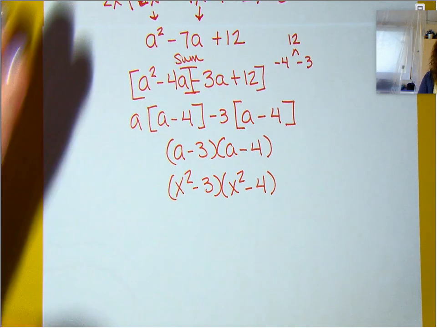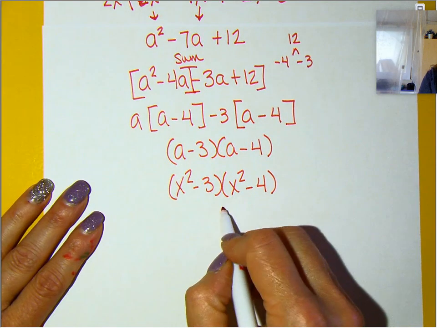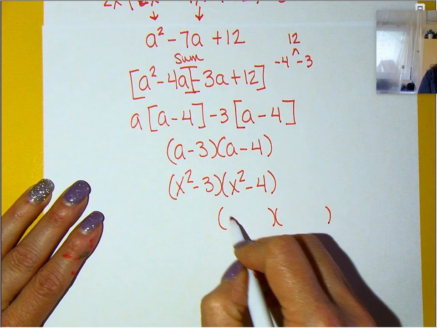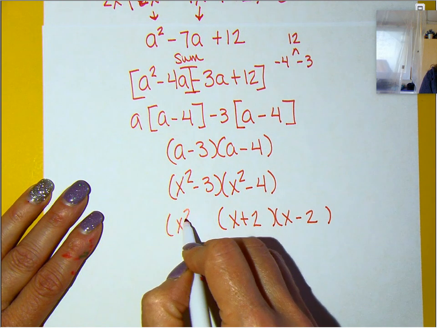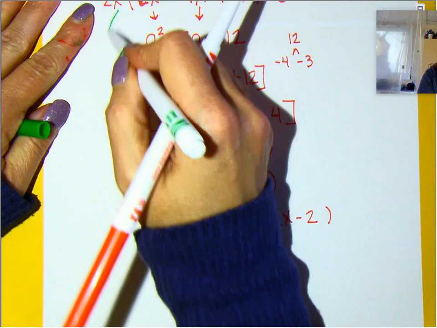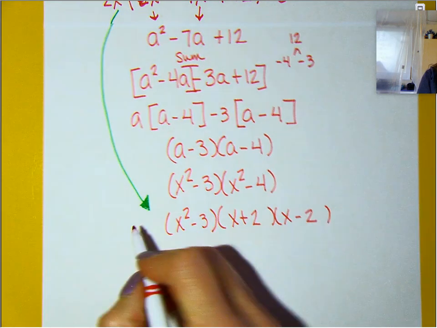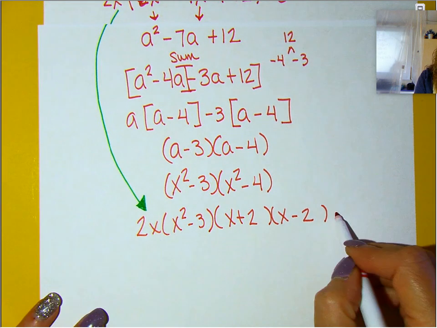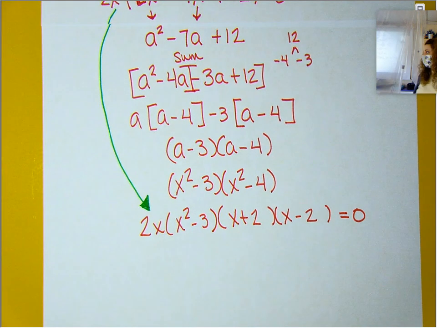I see a difference of squares. Did you see it? So what does x squared minus 4 become? Good. And then I have this x squared minus 3. But then go all the way up to your 2x and bring it down as well. Because that common monomial that got brought out, if you forget it, it's going to affect your final answer.